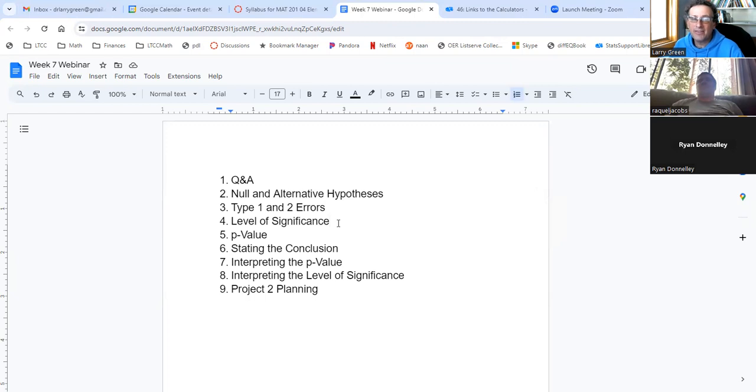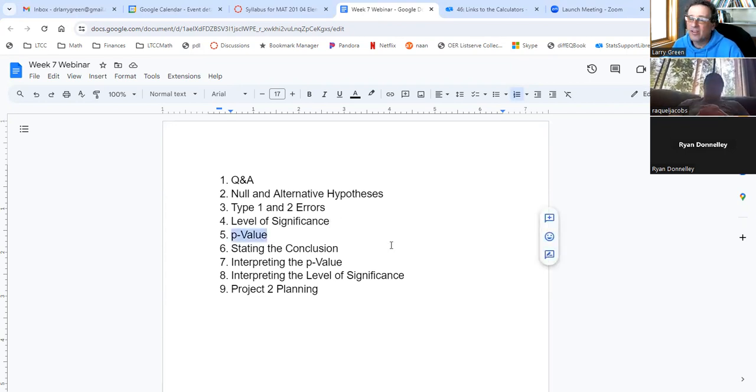Then we'll get into what's called the level of significance. It's kind of like, how okay are you with being wrong? No, you can't be right 100% of the time. But the question is, what percent of the time are you okay with being wrong? And we'll talk about that. And that's called the level of significance. We'll talk about how you make decisions on choosing it.